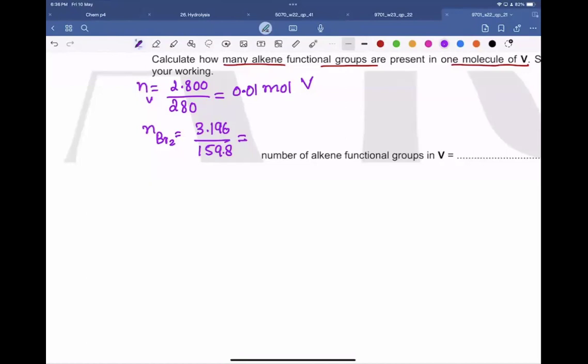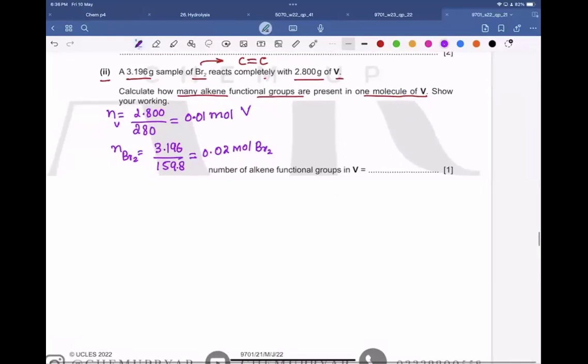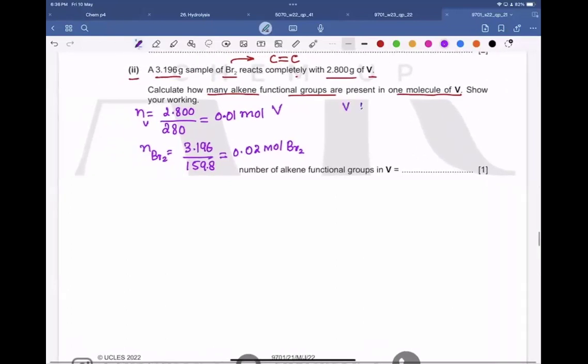Yes, Amna, do the calculation again. I think you are getting the wrong answer. It is going to be 0.02 mole of bromine. Till here, is this understandable to all of you? Now, see, from this, what we can understand is that if there are 0.01 mole of V and it is reacting with 0.02 moles of bromine, then if there is 1 mole of V, how many moles of bromine has been used? Moles of bromine would be 2.